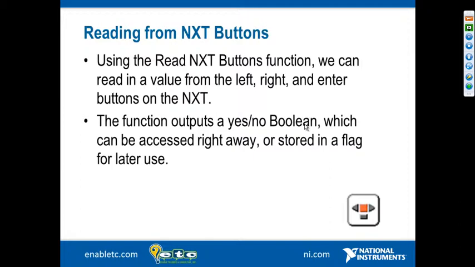Reading from the NXT buttons by using the read NXT buttons function allows us to read the value from the left, right, and center buttons of the NXT. The end result of this function is to output a yes or no Boolean, which can be accessed right away, or we can store in a flag for later use, and we'll see that.